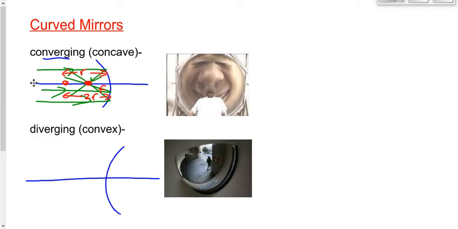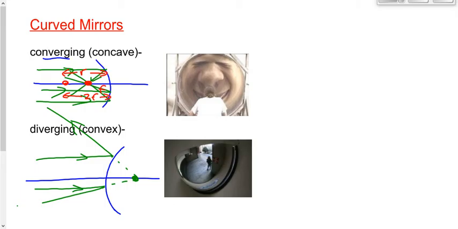Rays of light that are parallel to the principal axis don't converge anywhere. Rather, they diverge. They spread out. They spread out away from the focal point. So the focal point's on the other side of the mirror this time. It's called a virtual focal point because rays of light don't really converge there. They never make it there.